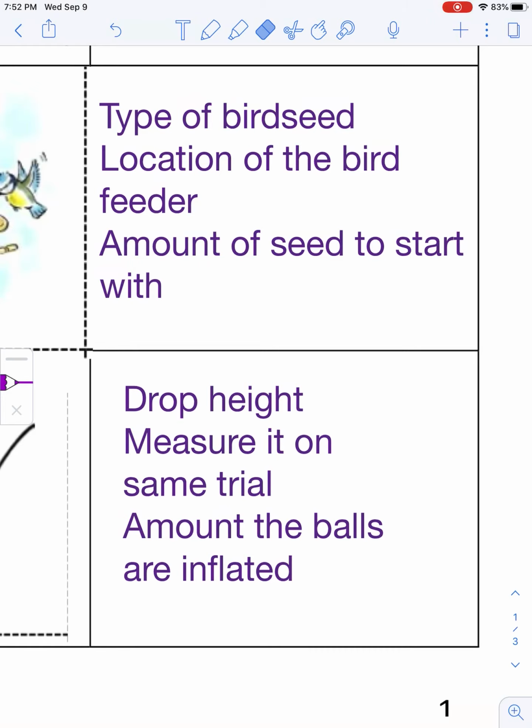And these individual size bouncy balls need to be inflated the same amount, okay? You can't have one that's overinflated and one that's hardly inflated, because we all know that a ball that's not properly inflated doesn't bounce at all, okay? So they have to be all inflated the same amount, okay?